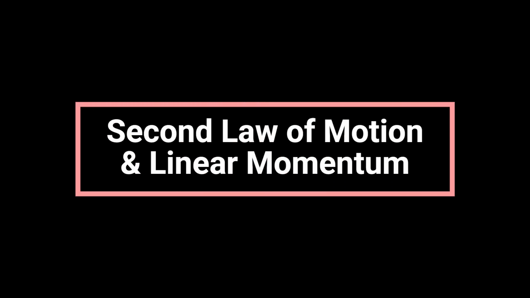Next is the second law of motion. First, let us understand linear momentum. Linear momentum of a body is a product of mass and velocity. It is a vector quantity that describes an object's motion.